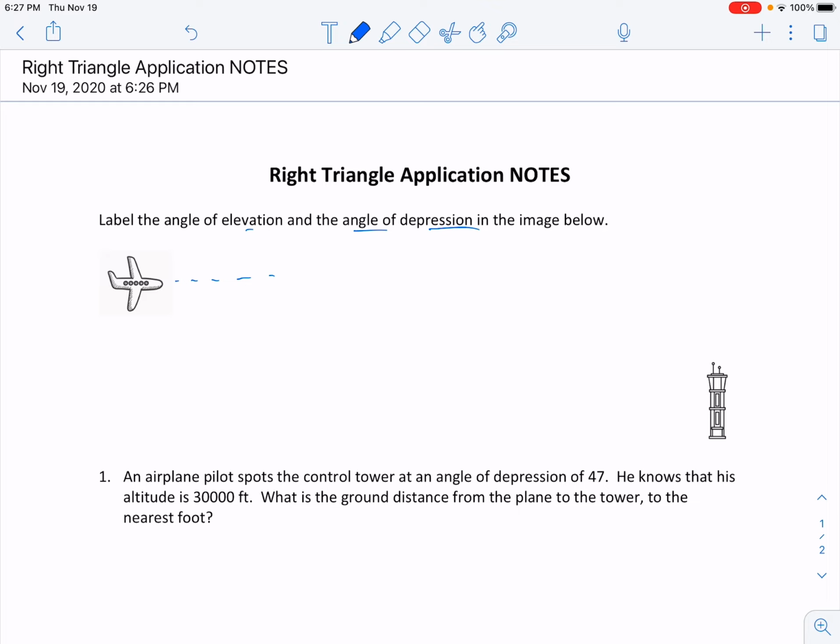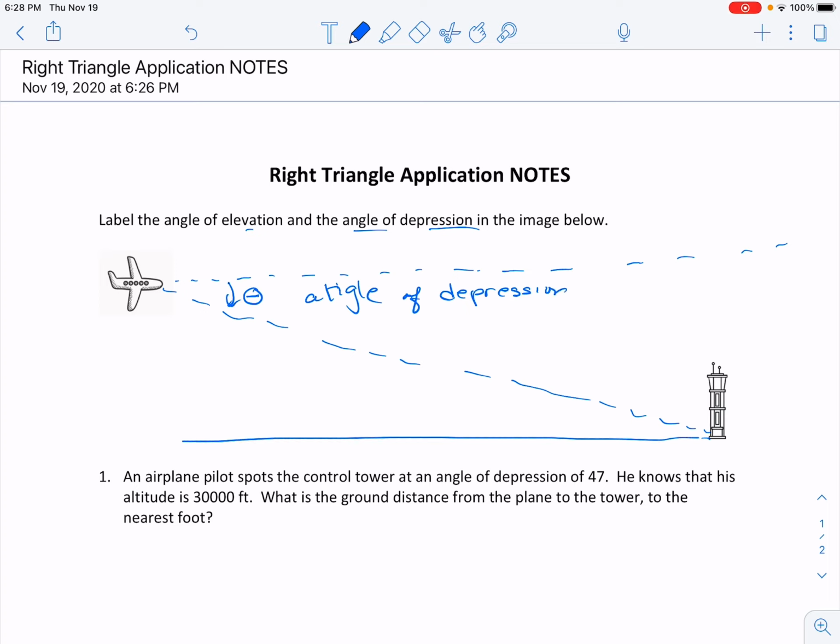So this airplane is flying straight across. And we want to know his angle of depression to the flight tower. And we're going to go to the base because then we don't have to argue about how tall the tower is and everything else. Okay, so this is the angle of depression. Okay, it's down from the horizontal. Here's the ground. This is the angle of elevation.